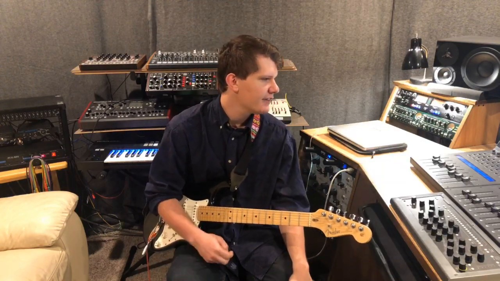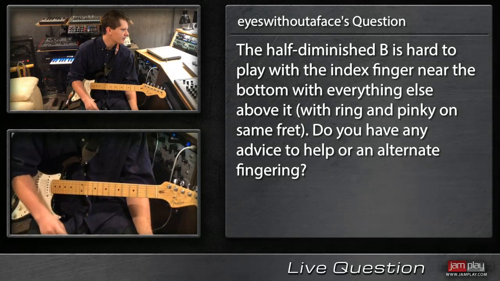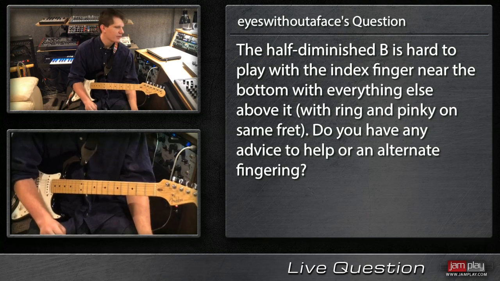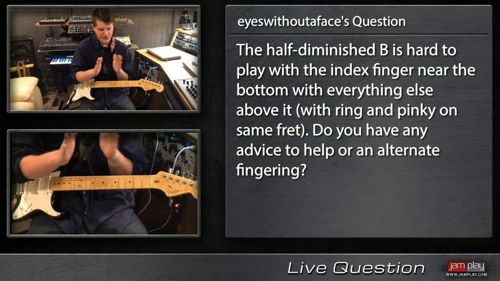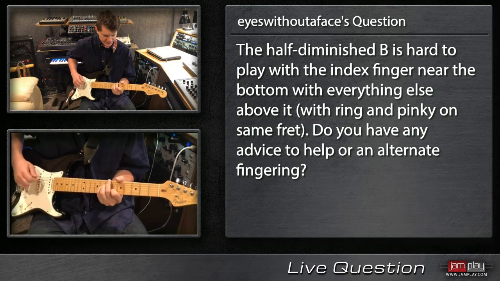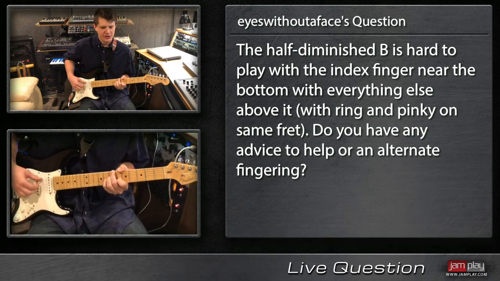Okay. The half diminished B is hard to play with the index finger near the bottom with everything else above it. Do you have any advice or an alternate fingering? Totally. So yeah, this is definitely a tricky voicing because it's very, very squished down with our hand, right? Unfortunately, this is probably the best voicing.